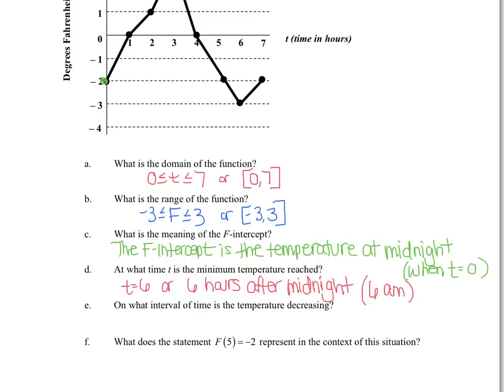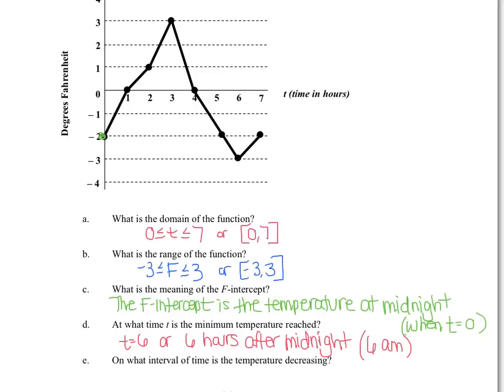Part E asks, on what interval of time is the temperature decreasing? Well, looking at our graph, we read it left to right, so we're increasing up to this point, and then we're decreasing down to this point before we increase again. So we're decreasing from 3 to 6.